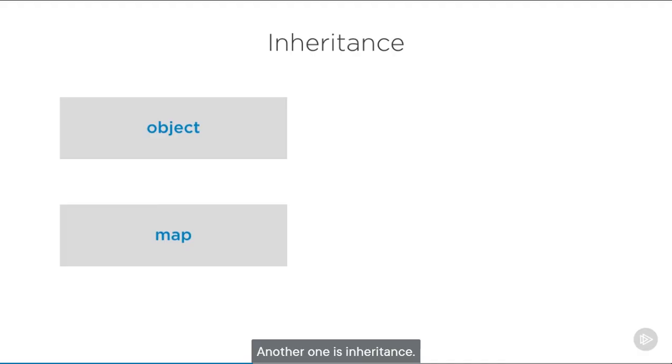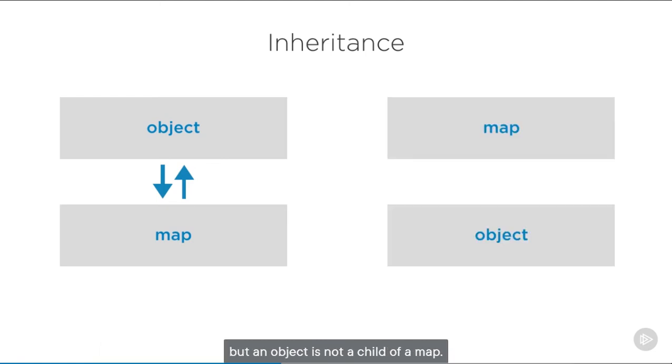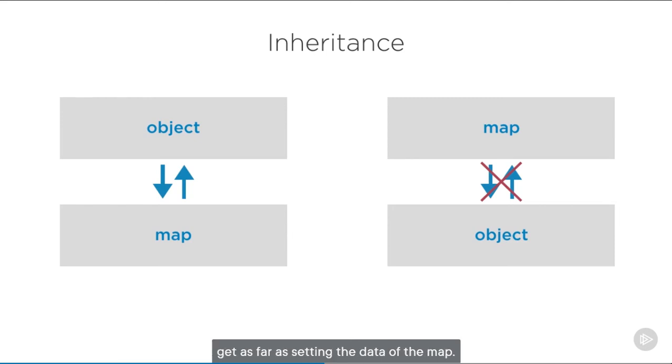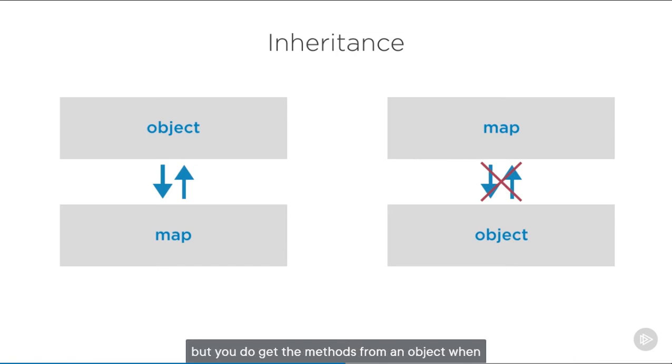Another one is inheritance. A map is inherited from an object. That means that as a map, I can actually go in and get the methods and different properties of an object, but an object is not a child of a map. So you can't actually inherit some of those methods inside of an object. And so you don't get some of the methods that make it a little bit easier to work with, like just being able to use has or being able to use set and get as far as setting the data of the map. You don't get that when you're working with an object, but you do get the methods from an object when you're working with a map as well.